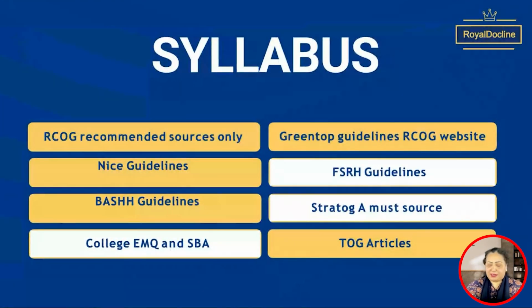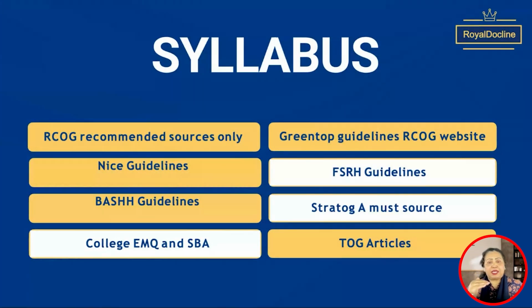Syllabus. What is the syllabus? The syllabus is actually the RCOG recommended sources only. Please note down the words I have written: RCOG recommended sources. RCOG recommends Green Top Guidelines, which are the backbone of the MRCOG Part 2 exam. These are all available on the RCOG website. You can download them. There is an app as well. You can go through them and read them as many times as you want. Secondly, you can highlight them, and you can make your own questions from them.